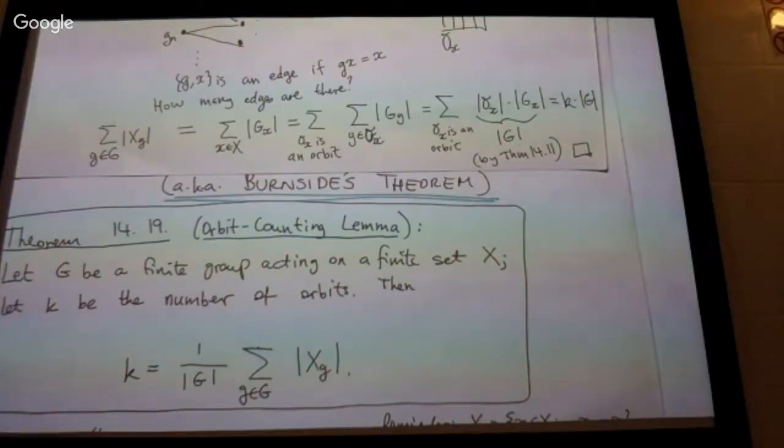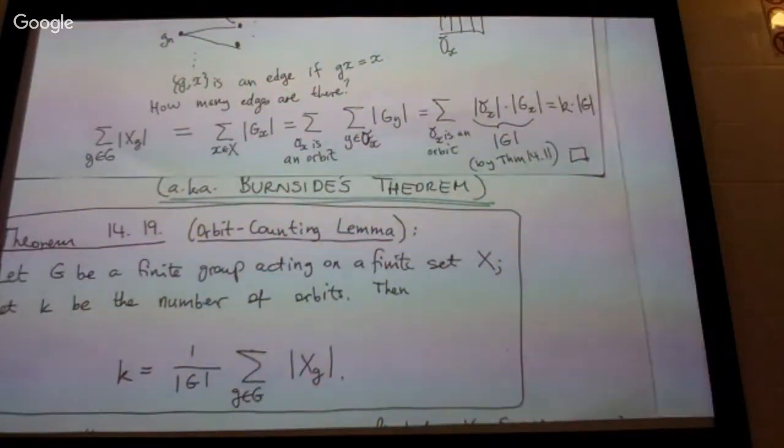Any questions before we move on? No? So the proof is quite a simple double counting argument. Count the edges on the left, count the edges on the right. It has to be the same number.